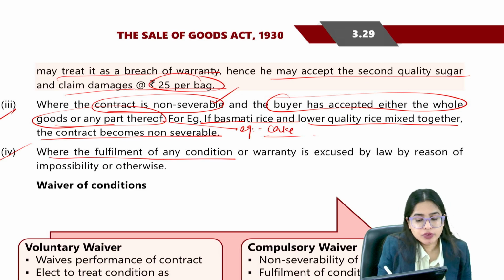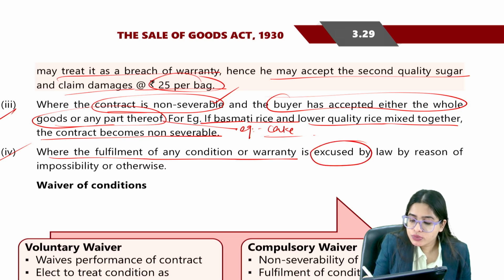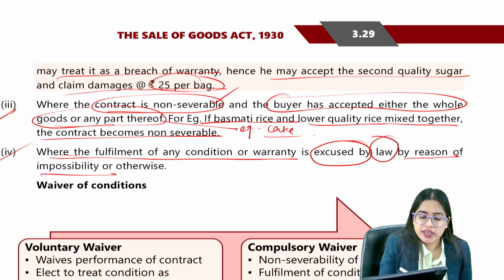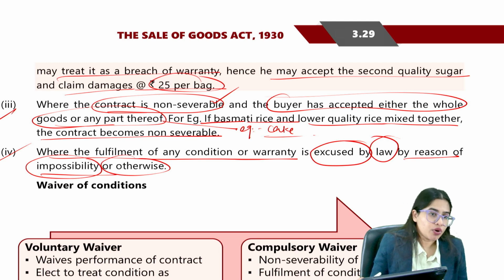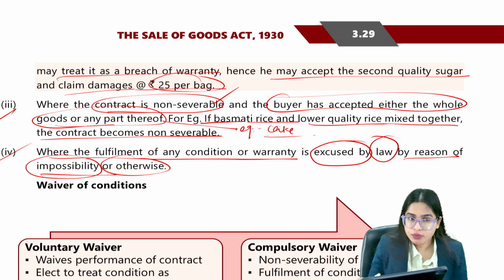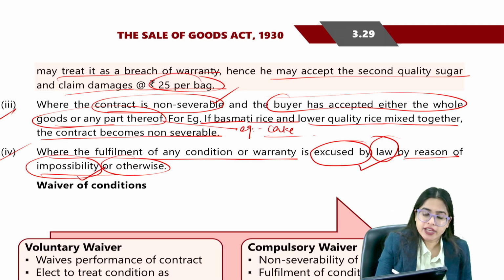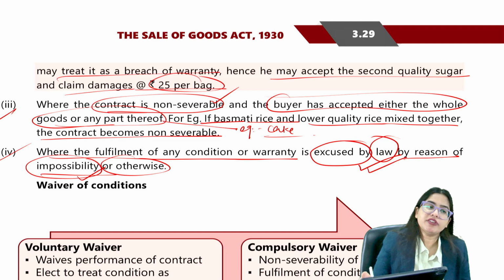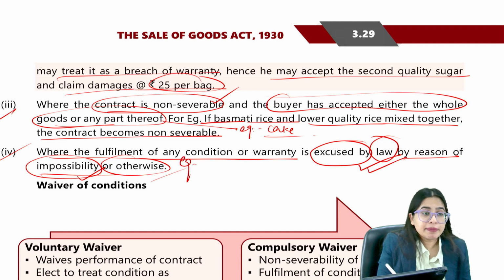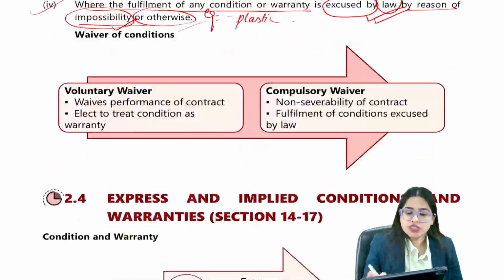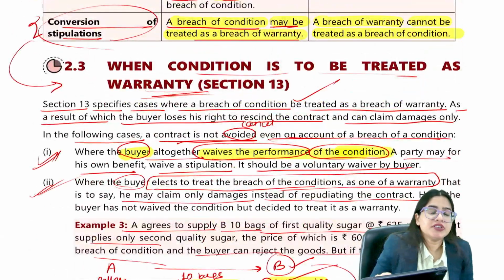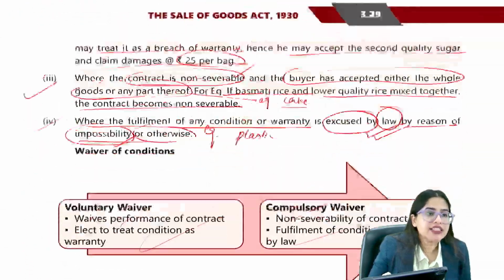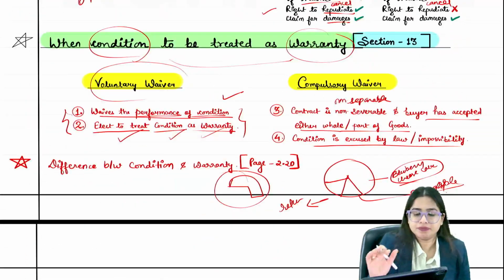Last point, where the fulfillment of the condition is excused by either law or by impossibility or otherwise. If you cannot fulfill the condition of warranty because it has become impossible or it has become illegal, if it is excused by law, or impossible. Example, that plastic box example I gave you, you can use here. Same thing is given here, and with this we are done with Section 13, in which cases breach of condition will be treated as breach of warranty.